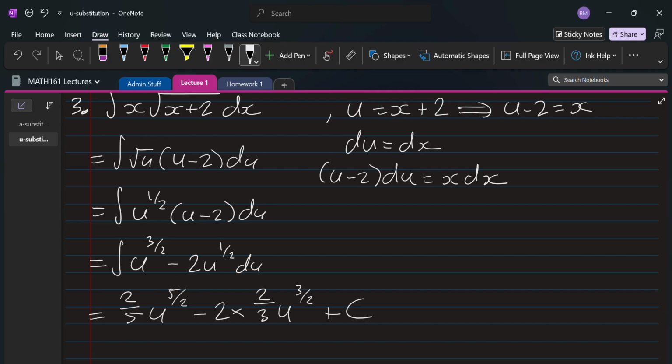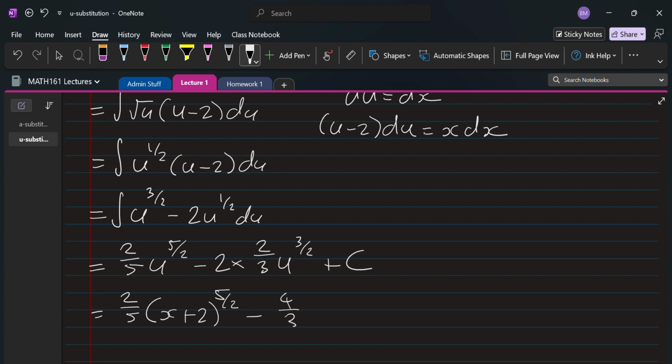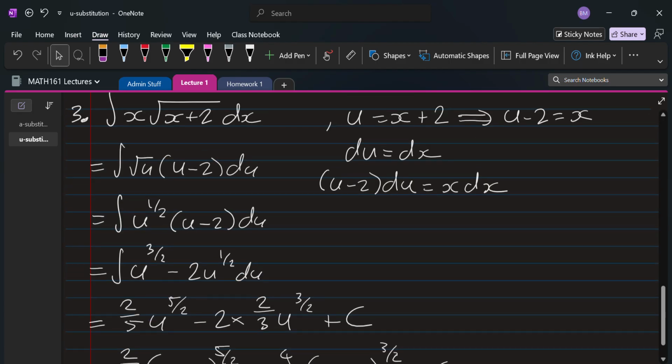We're not done yet. This is in terms of u. We want it in terms of x. Let's put the x plus 2 back. So that's going to be 2/5, x plus 2 to the 5/2, minus, we can write this as 4/3, x plus 2 to the 3/2, plus c. No need to simplify from here. Once you've done the substitution, your job's done.